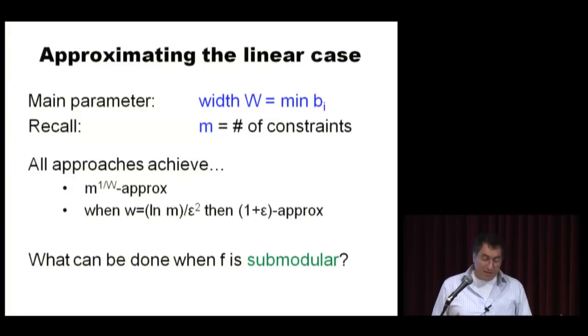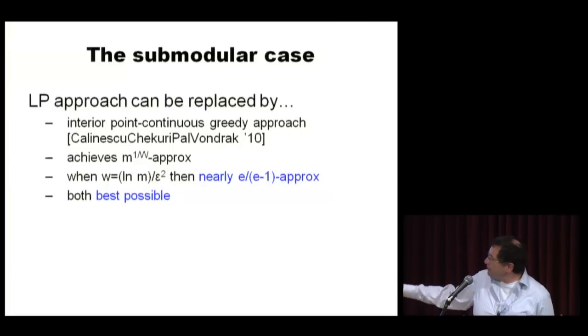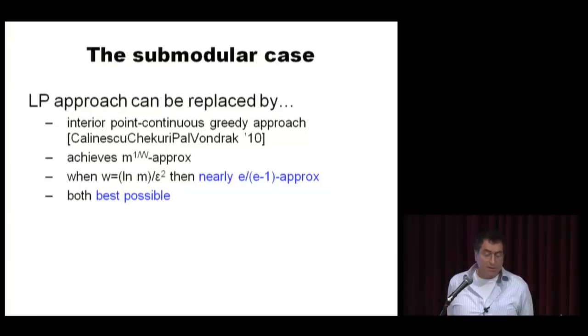We want to go to the submodular case, okay? Actually, this has been solved by Kulik, Chekuri, and Pál, and von Drák, a couple of years ago, and they achieved the same approximation. And when the width is large, log n divided by epsilon squared, they get e over e minus 1, and not 1 plus epsilon, but this is actually the best possible.